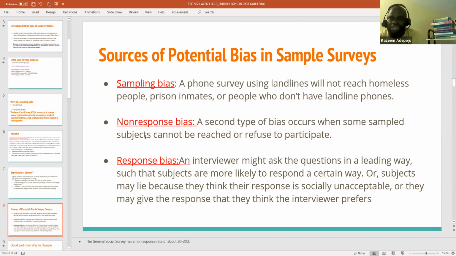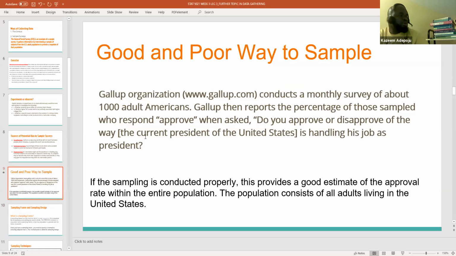We need information. So what I just discussed with you right now is just the sources of potential bias in sample surveys. And what we do most of the time is to look for a way to minimize this. The next thing I want to talk about is a good and poor way to sample. We have good ways to sample, we have poor ways to sample, and that is going to be the objective here.